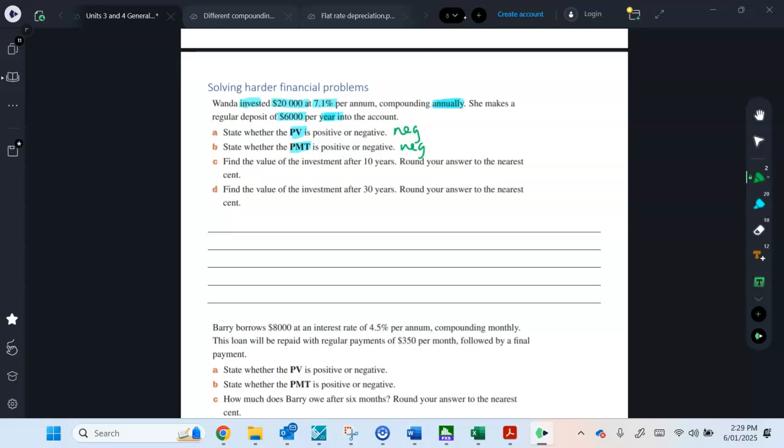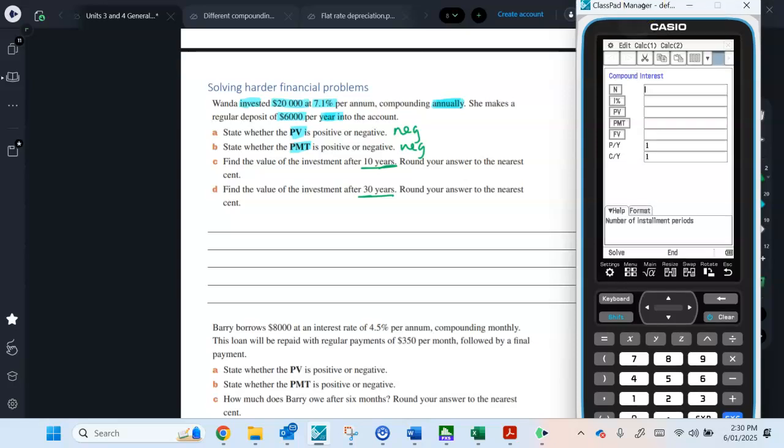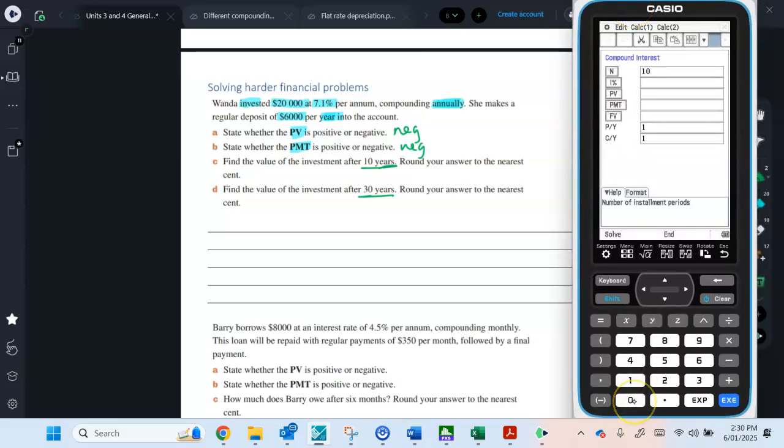Find the value of the investment after 10 years, round your answer to the nearest cent. And then part D, I just want to read as well, find the value after 30 years. So we're pretty much doing the same thing twice. On your financial solver, first of all, and again, we've got the help down the bottom if you need it. N is the number of installment periods. We've got 10 years, and because it's compounding yearly, it's just going to be 10. If it was something other than annually, we'd need to think a bit more about our value of N. Now, I is always your annual interest rate. In this case, it's 7.1.